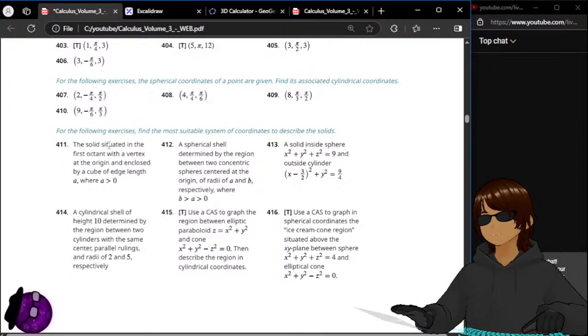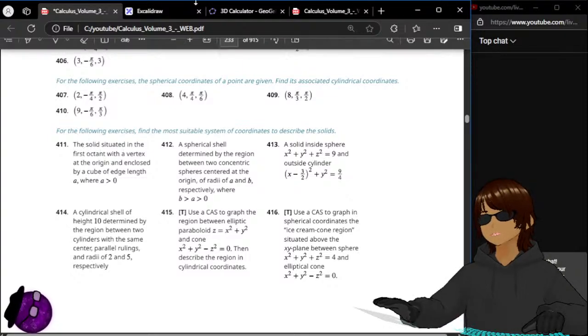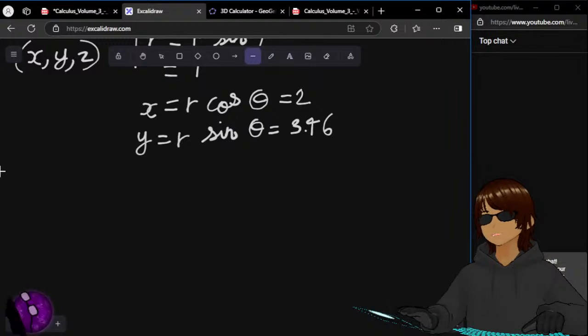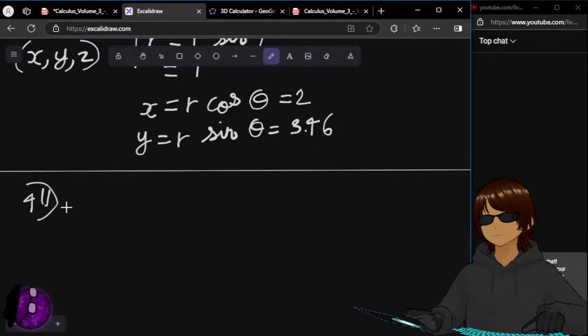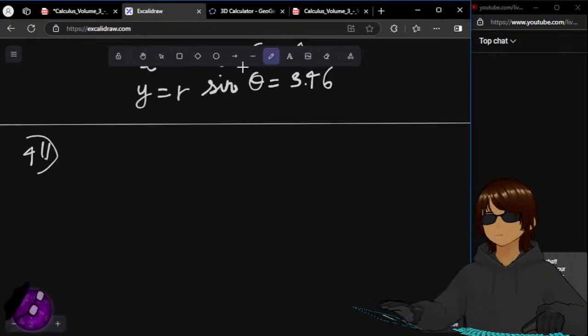A solid situated in the first octant with a vertex at the origin and enclosed by a cube of edge length a, where a is more than 0. A solid situated in the first octant, so there's only one part to consider. Question 414. Question 411 actually. So we have, they said first octant.